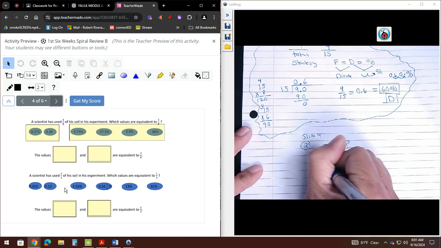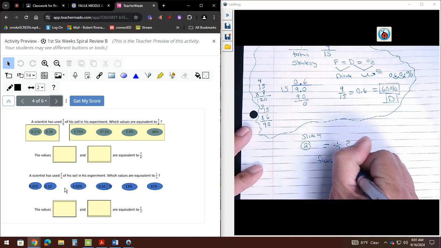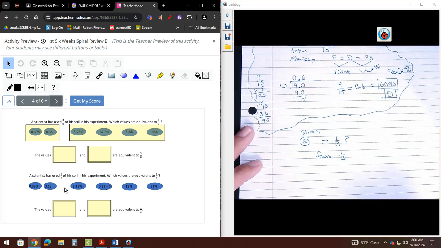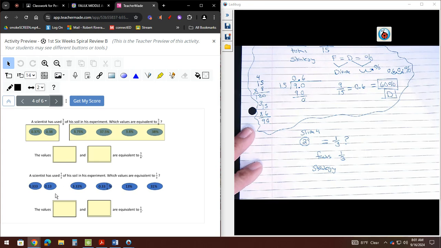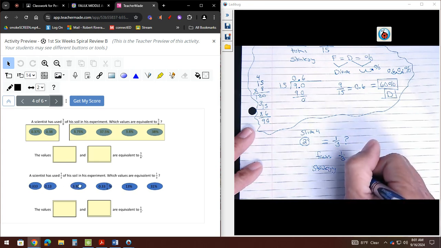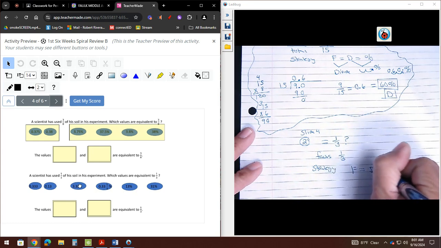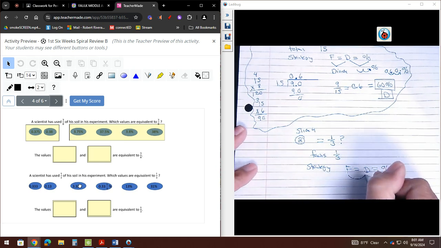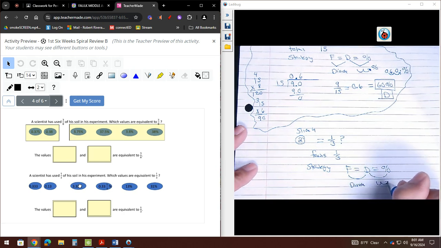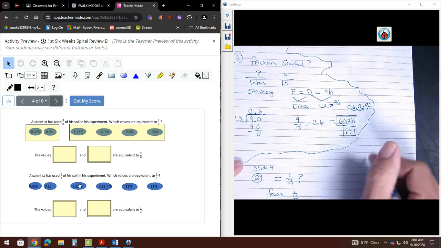Facts: it is 1/3. Strategy: based on my bubbles, they're decimals and percent. So I'm going to go from fraction to decimal to percent again. Okay. Again, from fraction to decimal, we divide bottom out. From decimal to percent, twice to the right. Okay. So let me go do it on the side.